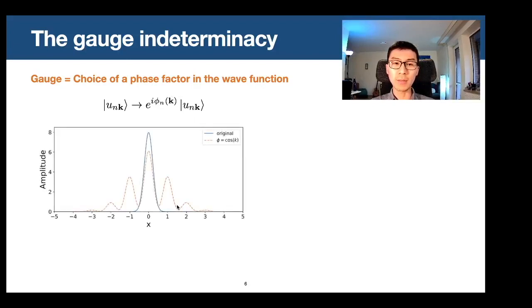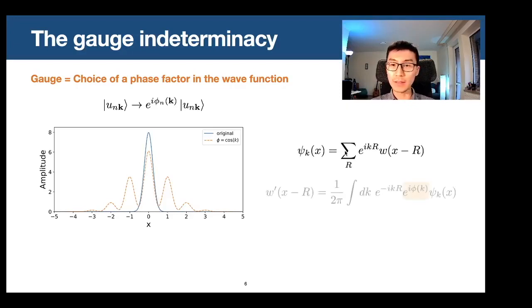I'm going to start from the original Wannier function, and construct a Bloch function like this. And I'm going to transform back to real space, but instead I'm going to transform with a phase factor like this, and I define phi equal to cosine k in this example. So the final result is this one. For the Wannier function localized at 0, it is quite localized, but there are more features, like it's more wiggly and a bit more spread.